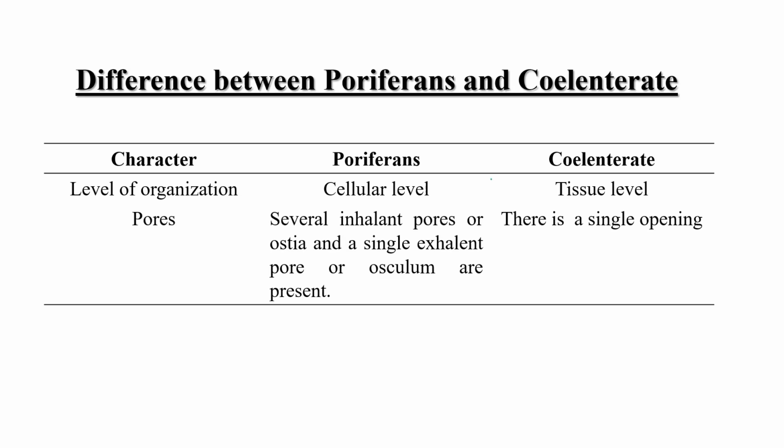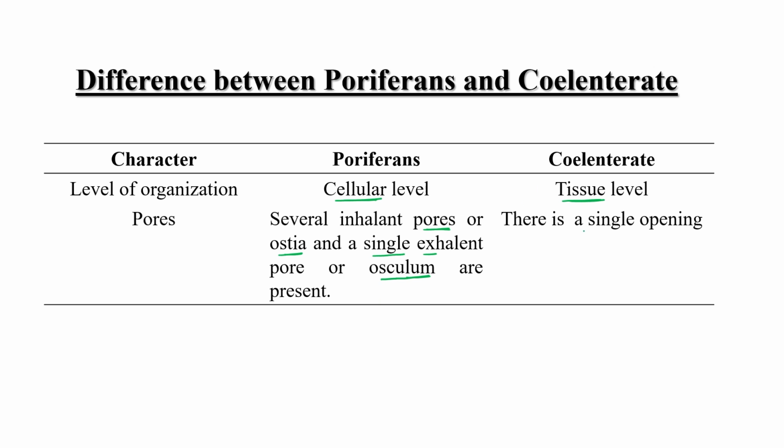Now let's compare coelenterates with Porifera. As you know, the level of organization in Porifera is cellular level. In the last lecture, we discussed some points related to Porifera. They have a cellular level of organization, while in Coelenterata, we just saw that they have a tissue level of organization. Regarding pores, in Porifera the whole body contains tiny pores. They have several inhalant pores or ostia, and a single exhalant pore, the osculum. For exhaling they have a single osculum, but they have many tiny pores throughout the body to take in water.